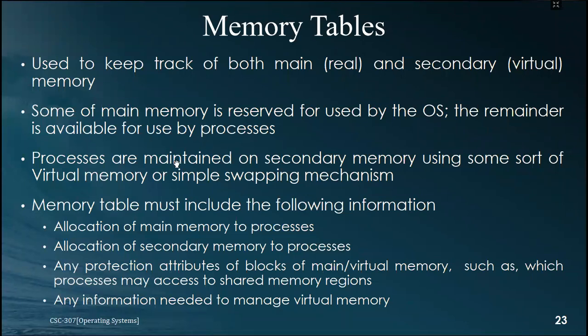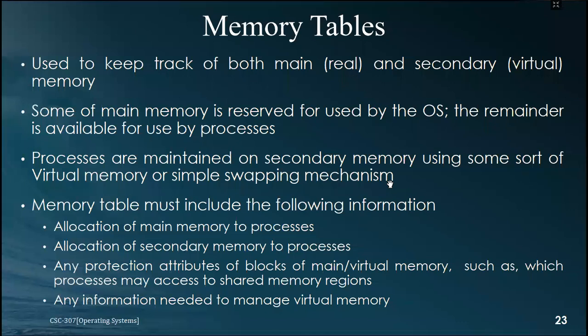Then we have the processes that are maintained on secondary memory using some sort of virtual memory or simple swapping mechanism. We have actually seen the swapping mechanism in the seven-state model, where we introduced the mechanism of swapping the suspended process, when a process is sent back to secondary storage so that new space can be made for a new process.